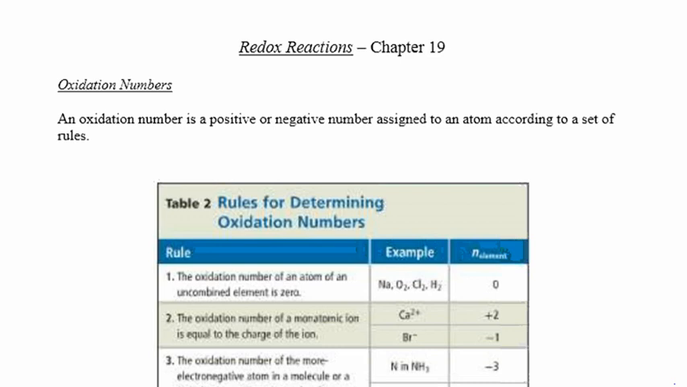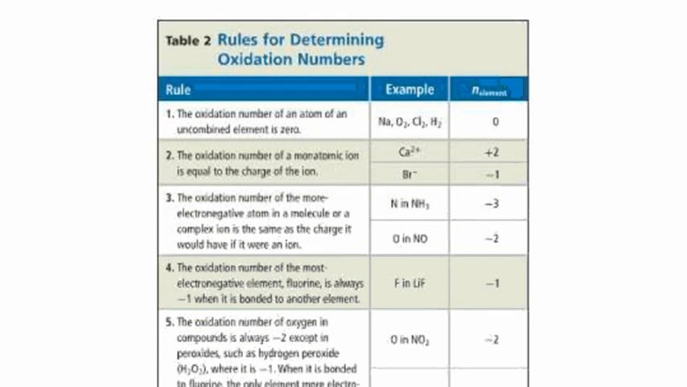An oxidation number is a positive or negative number assigned to an atom according to rules. So here we see our rules. For determining oxidation numbers, rule number one, if you are a free element by yourself, your oxidation number will be 0. So aluminum by itself will have a charge of 0. Iron by itself will have a charge of 0.